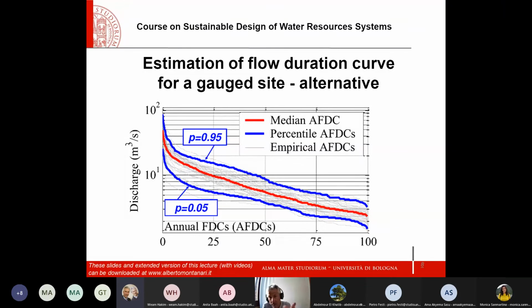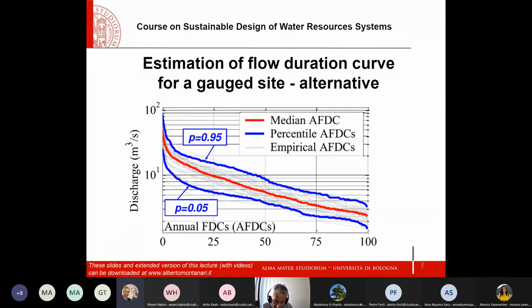In this case, it's the median, but let's say the average, which is more understandable. And this is an alternative. With the first method, you pooled all the data together. With the second method, you pool all the flow duration curves together and compute the average. What is the advantage of the second method?